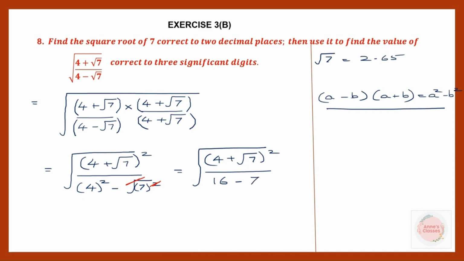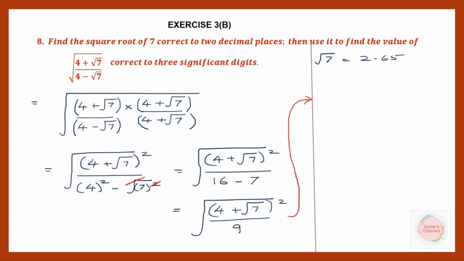So 16 minus 7. Now if we continue with that, what will we get? Again I'm leaving what is on top as it is. So this is 4 plus root 7 the whole square, and down we have 16 minus 7 which is 9. Now I'm going to continue this here. So again I'm writing what is in the numerator as it is, that is 4 plus root 7 the whole square, and down here I have 9. The square root of 9 is 3. So here I have 3.